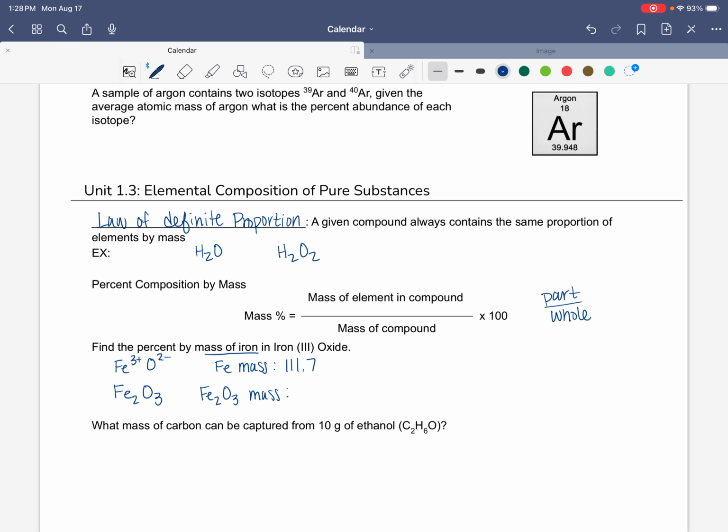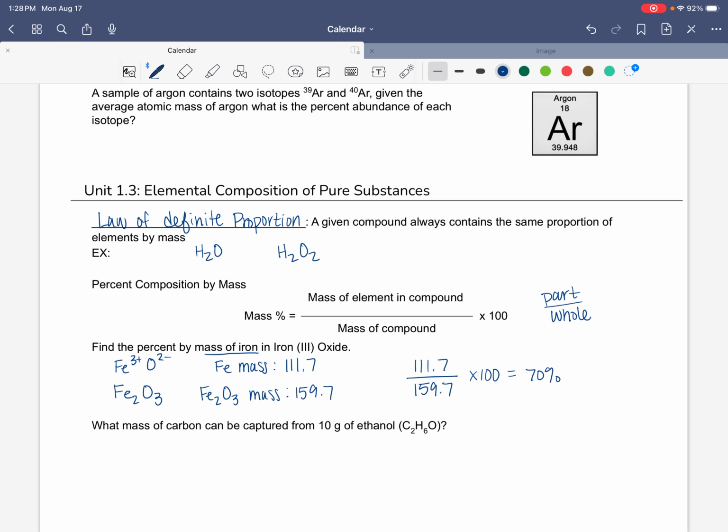For my actual molar mass of the compound, I'm going to take 2 times the mass of iron plus 3 times the mass of oxygen. So the total mass of the compound is 159.7. To determine percent mass, I'm just going to do part divided by whole. So the mass of just the iron, which is 111.7, divided by the mass of the whole, and then times 100 because it is a percentage. And I got that 70% of the compound mass comes from the iron.